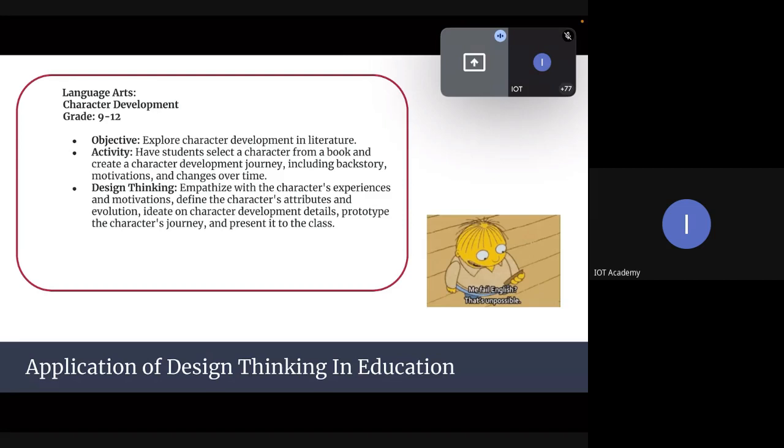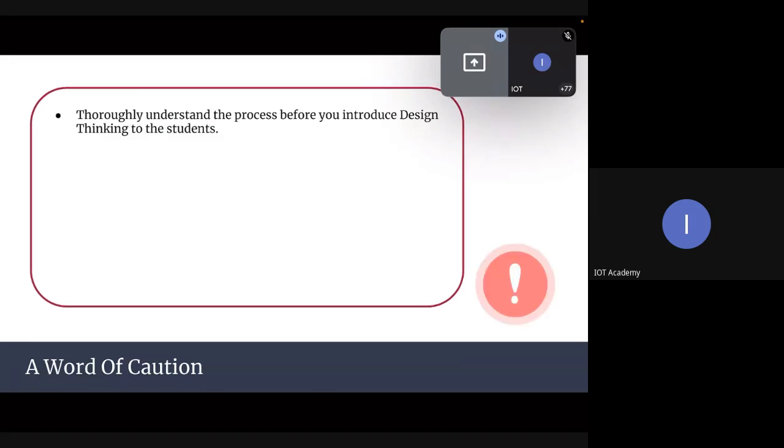So design thinking is a process which can be extensively used in the field of education, but with a word of caution. The first thing is you have to thoroughly understand the process before you introduce design thinking to the students. If you don't understand the process, the students will not be able to understand anything, and there will be no takeaway. You have to be adequately prepared to conduct the session with clarity on the activities that you will conduct.